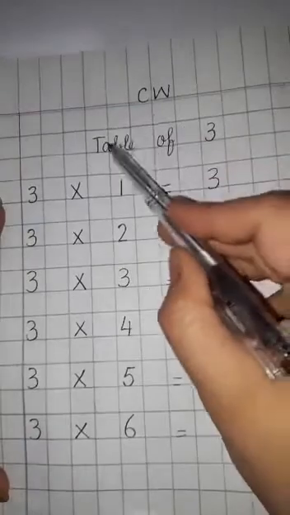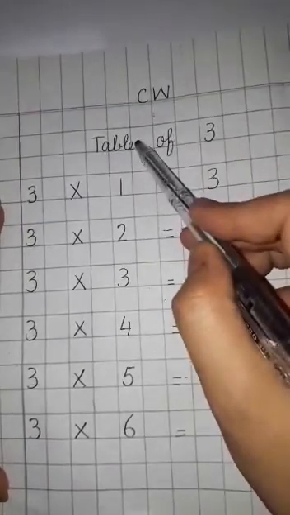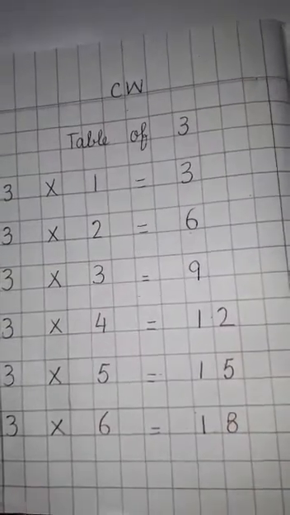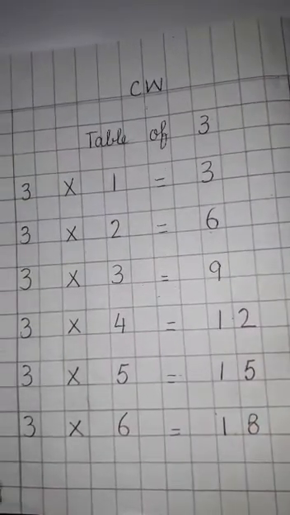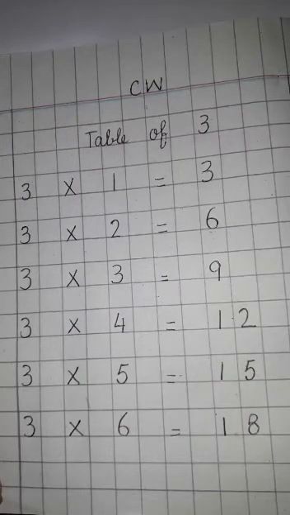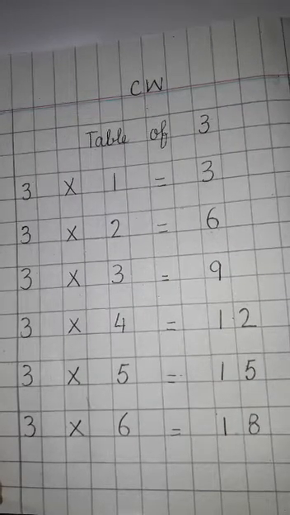Leave one block and write table of 3 in the center of your page. Draw margin lines very neatly. In one class you already learned 1 to 5 tables in your prep class. So do you remember table of 3? Okay, let me write table of 3.